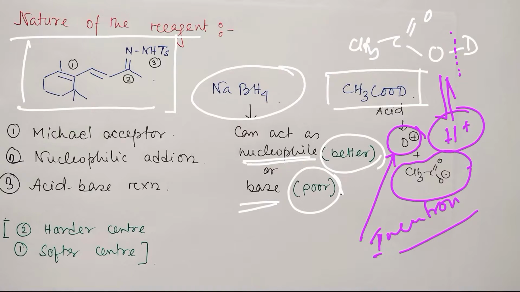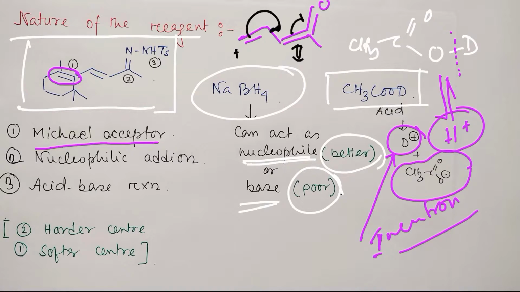See how many types of functional groups are there. This is actually an alpha beta unsaturated hydrazone. So this part can act as a Michael acceptor. Why? Because of a very basic thing. This hydrazone is derived from a carbonyl. So this can have a canonical form, where the electrons can move this way, so a positive charge will come here. That's why this position is electrophilic, electron deficient, and that's why it can be considered a Michael acceptor. Okay, this is property number 1.